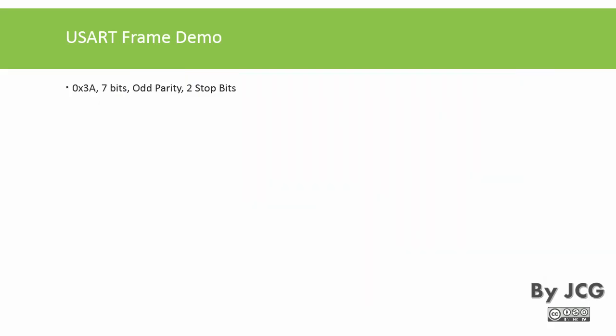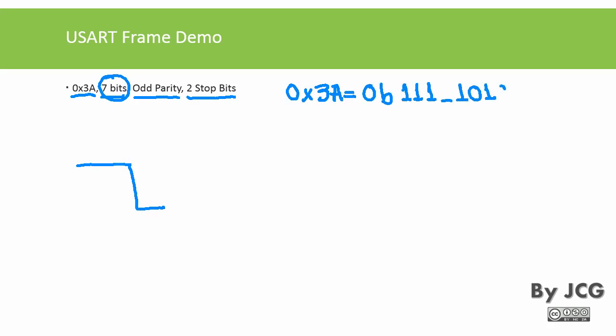Let's see another example. What if you want to send 0x30 with 7 bits, odd parity, and 2 stop bits? First, you're going to start idle, then you're going to start the information. Then, since you want to send 0x30, it's that. Again, you're going to start with the least significant bit. You're going to start with a 0.